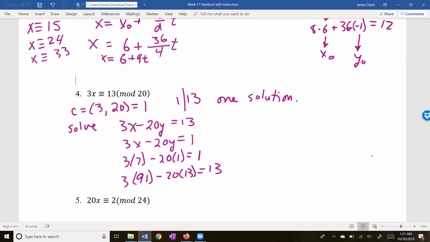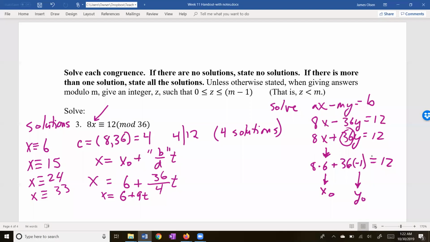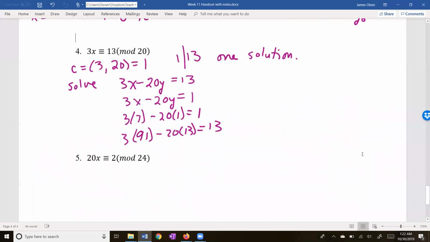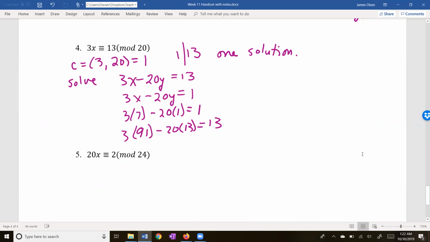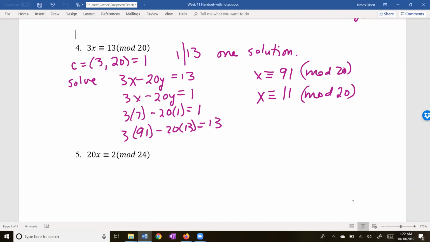So my solution here is 91, but that's not really my answer. Because unless otherwise stated, we would like to give answers that are less than or equal to m minus 1, or strictly less than m. So we just need to take 91 and reduce it mod 20, which is the remainder when you divide by 20. Or subtracting multiples of 20, what do we get? Well, I can subtract 80 and that gives me 11. So I think my answer is 11.